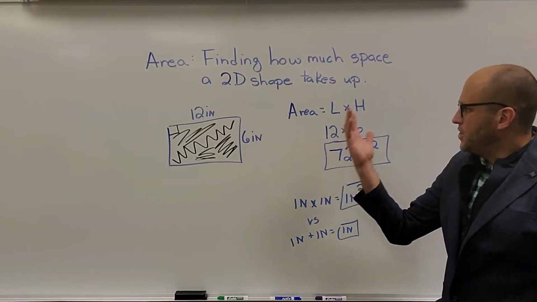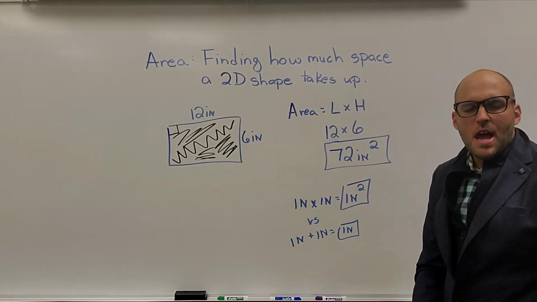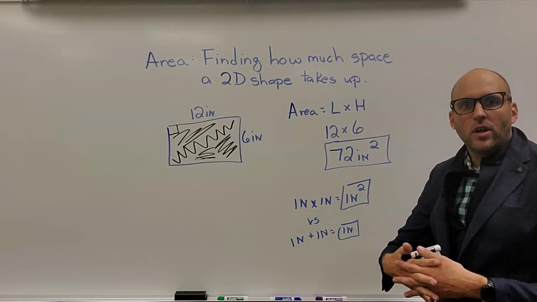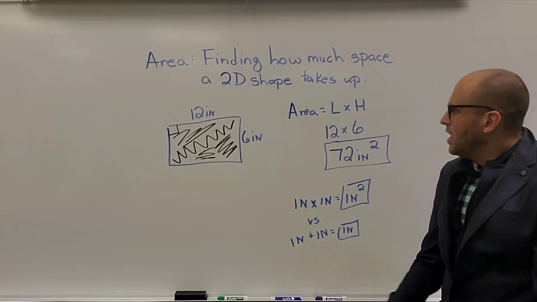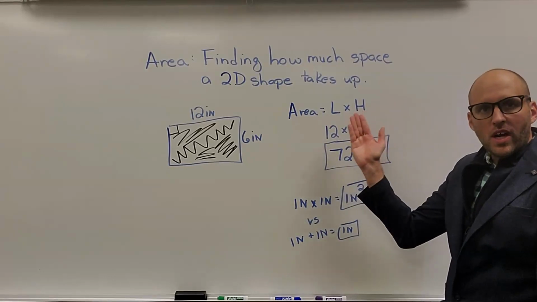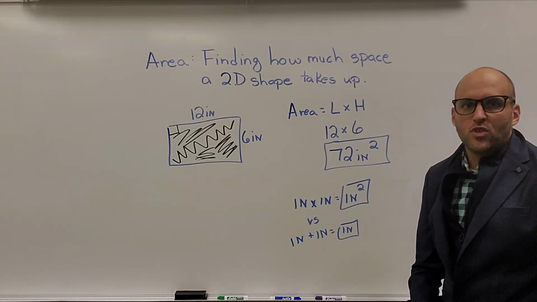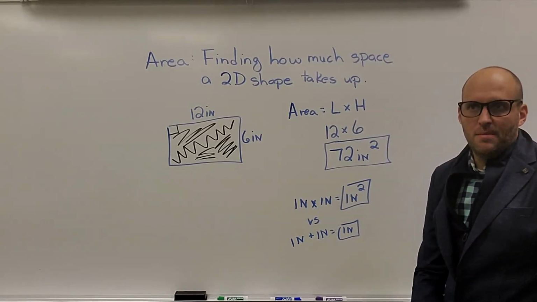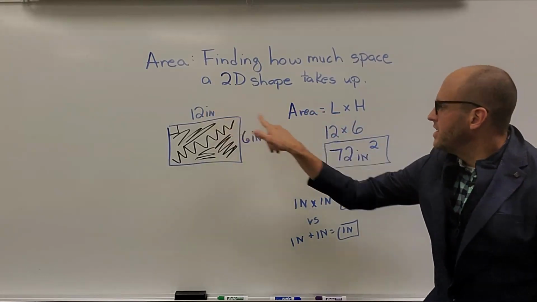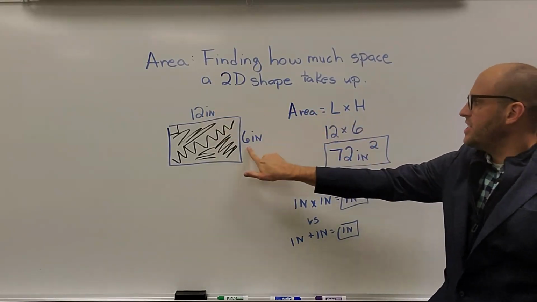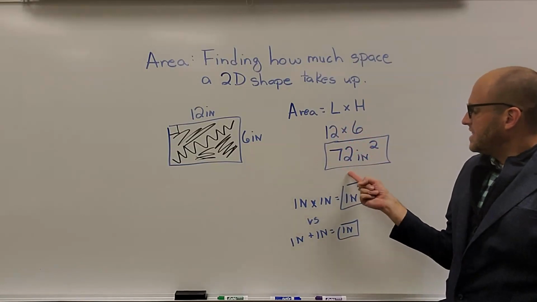Sure, you might be able to just throw the numbers in there and multiply and come up with an answer. But when we get to volume or composite volume or maybe even composite area, knowing the right length and width, or length, height, and width when we get to volume, is going to be extremely important in making sure you get the right answer. So here, the length is 12 inches, the height is 6 inches. 12 times 6 is 72.